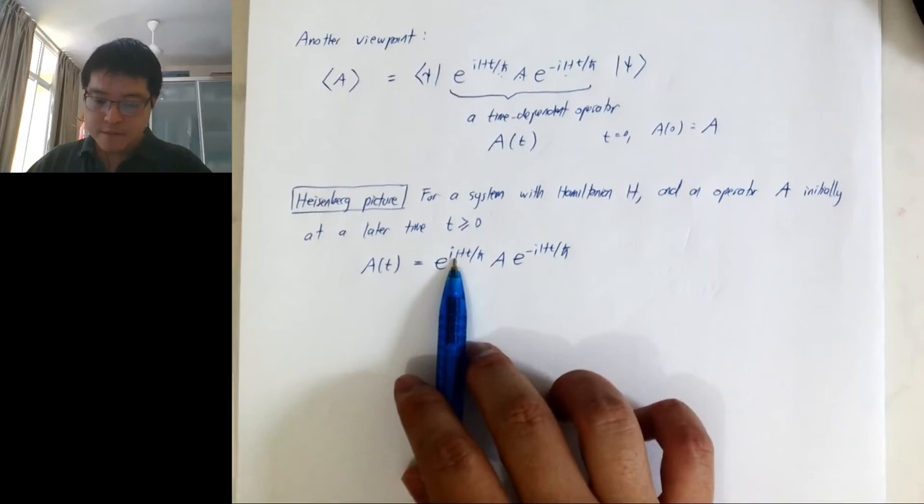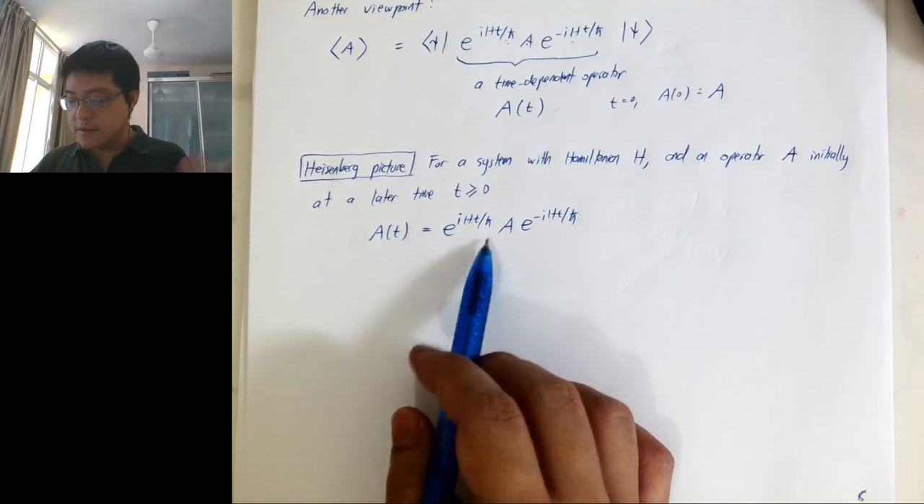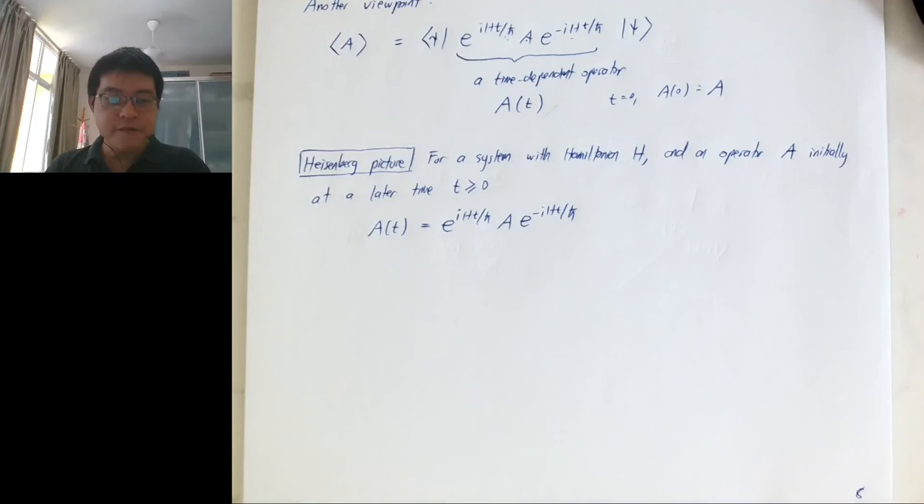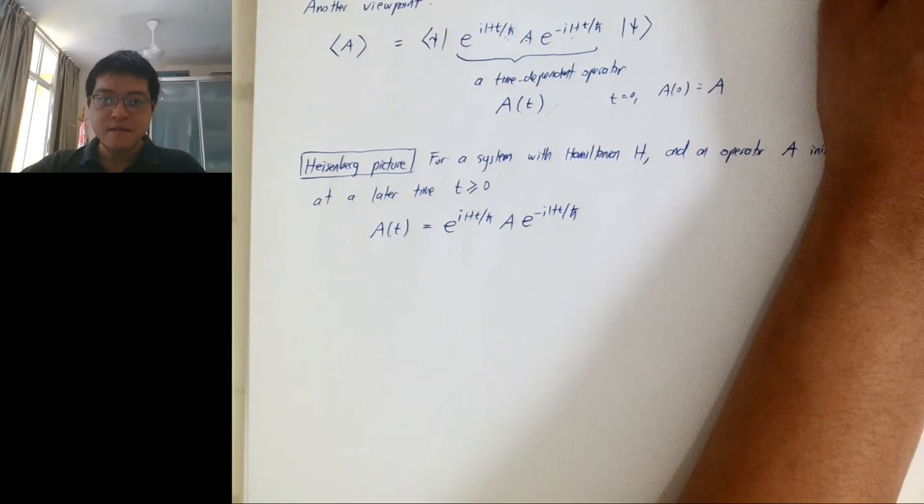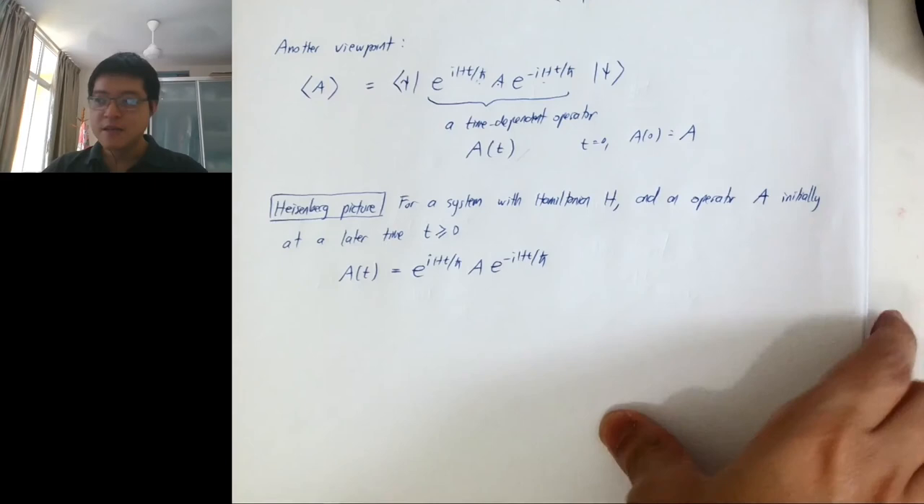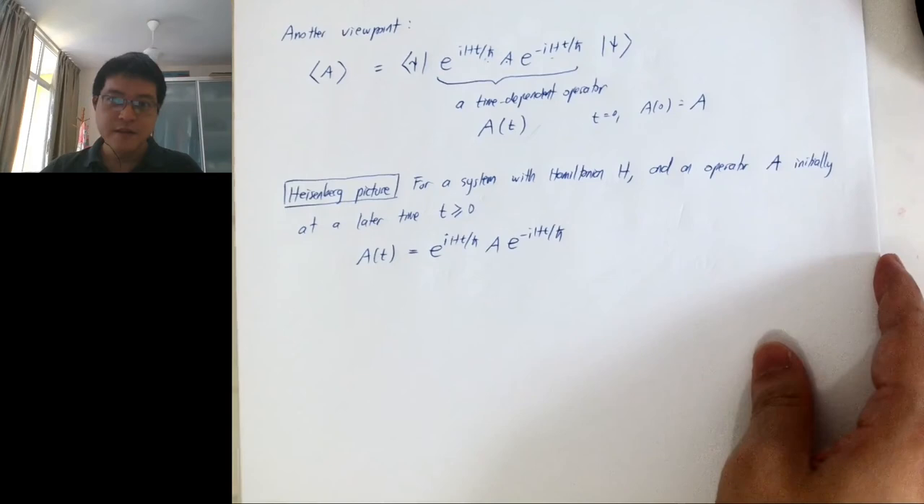Okay, so yeah, this is an example of a time evolving operator. So yeah, does everyone follow so far? Okay, so hopefully it's not too difficult, right? It's just something very natural if you write it in this way. I haven't done anything more difficult compared to what we did last time.